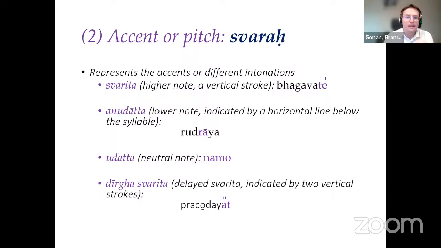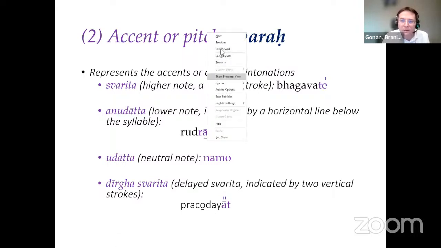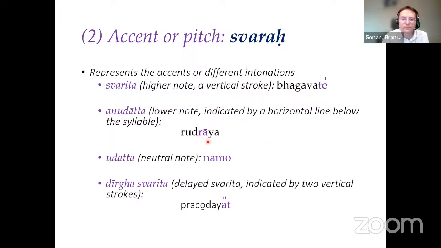bhagavate. Then the second is anudatta, the lower note, indicated by a horizontal line below the syllable. This one. Just a second, I will use the pointer. Okay, so that one.